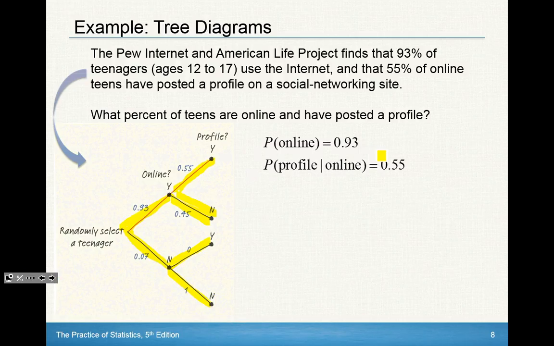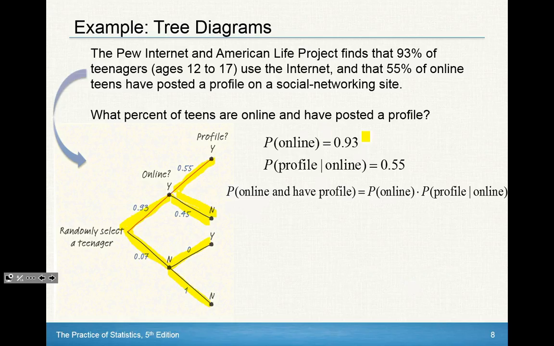So the probability that they're online is 0.93. The probability that they have a profile, given that they're online, is going to be 55%. And I talked to you about how that came about. So now we want to know, what's the probability that they are online and they have a profile on the social networking site? The formula for that is that we're going to do the probability that they're online, which is 0.93, times the probability that they have a profile given that they're online. So we're going to be multiplying the 0.93 times the 0.55.